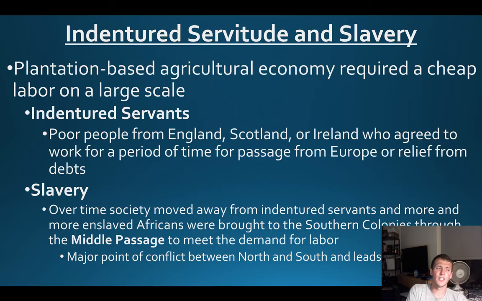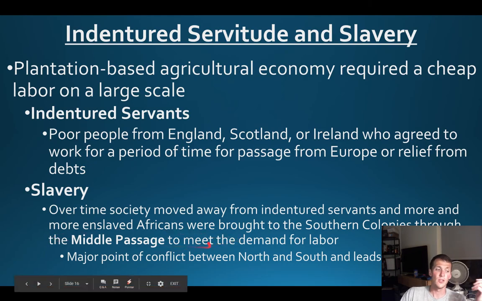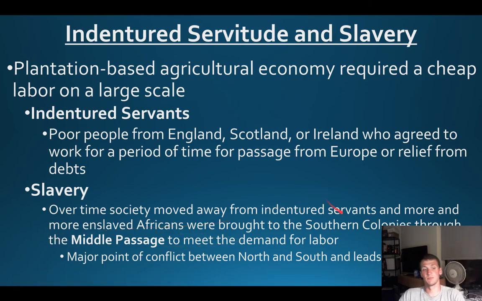We've done indentured servitude and slavery, so I'm not going to have to go into that too much, right? But one big thing I'm going to point you to is the middle passage. That middle passage is the leg of the triangular trade between Africa and North America, right?